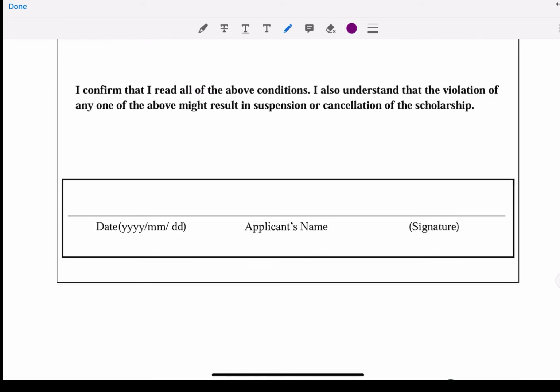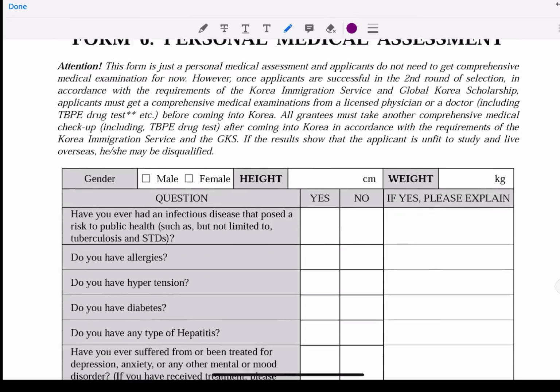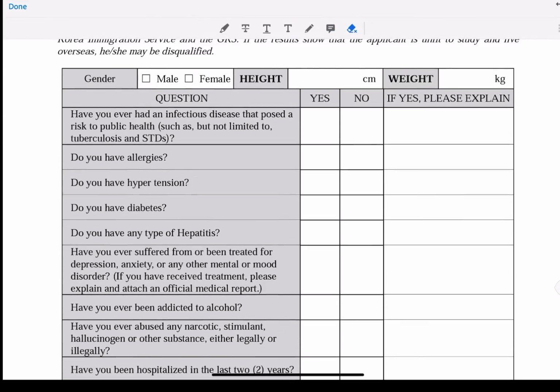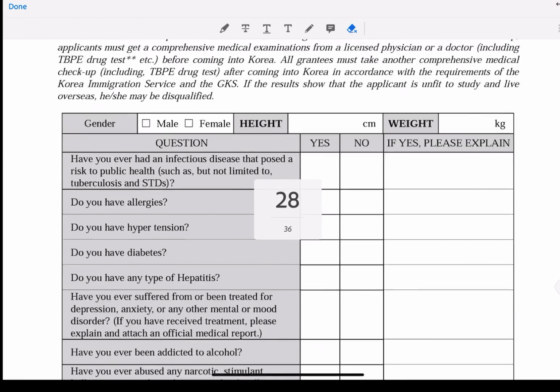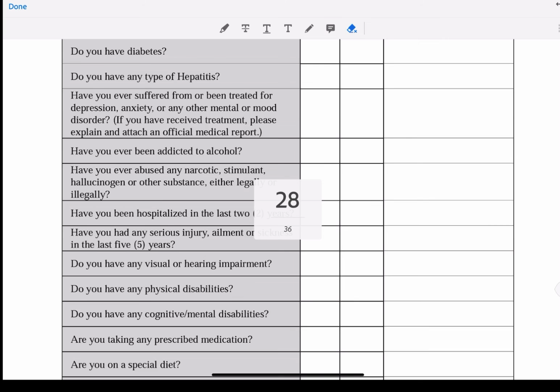And there is another form too, the personal medical assessment. Some of the students have been frequently asking me if you are wearing glasses, is it a disability or not? But I think wearing glasses is not a disability. So you don't need to worry, and just tick it. You need to show that you don't have any of these, like disability or any long-term disease, so that you will be eligible. So tick here accordingly, so that it will not give you any negative points.